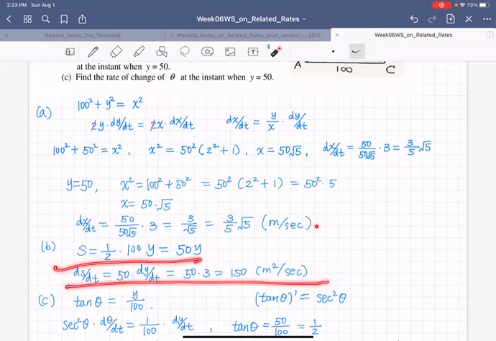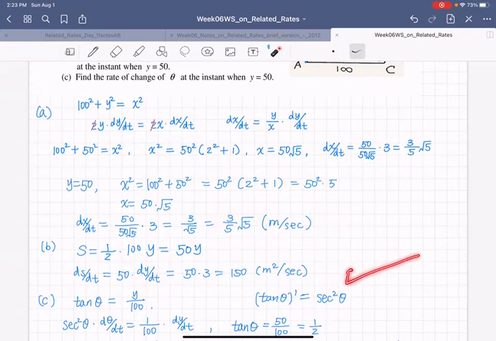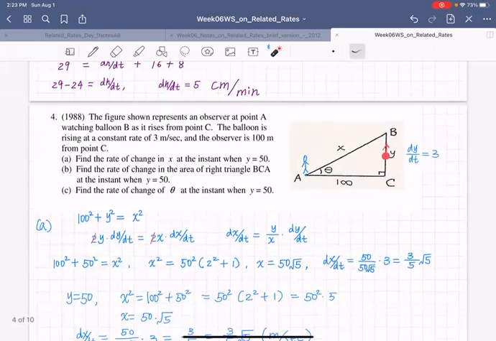Question B is a part of the question which gives students points for free as long as you get part A correct. So no problem for B. The tricky part is question C. They ask you the change of theta, d theta over dt. How do we get d theta over dt? You see here, theta. This is y. But we know tangent theta is who? So that's y over 100.